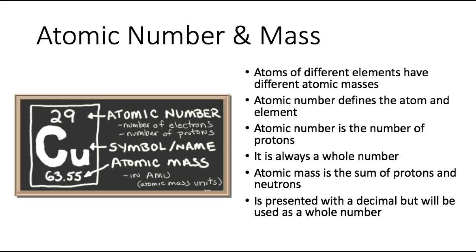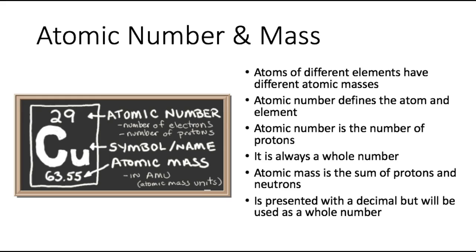So each element has its own unique atomic number, and that number indicates the number of protons in the atoms. So any atom that has 29 protons is going to be an atom of copper. Any atom that has 6 protons will be an atom of carbon. So that number identifies which element we're dealing with.